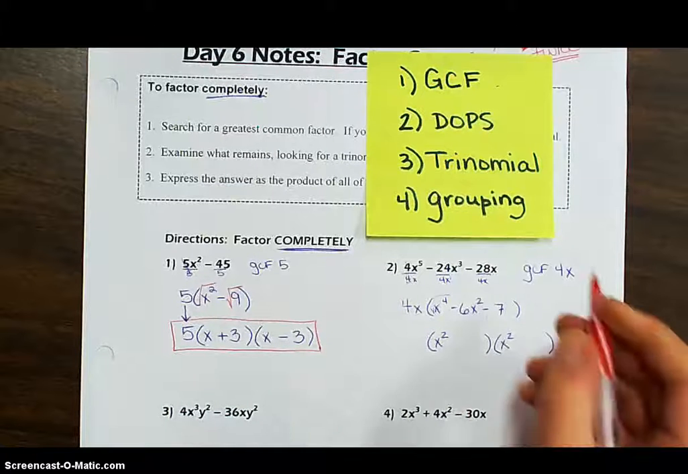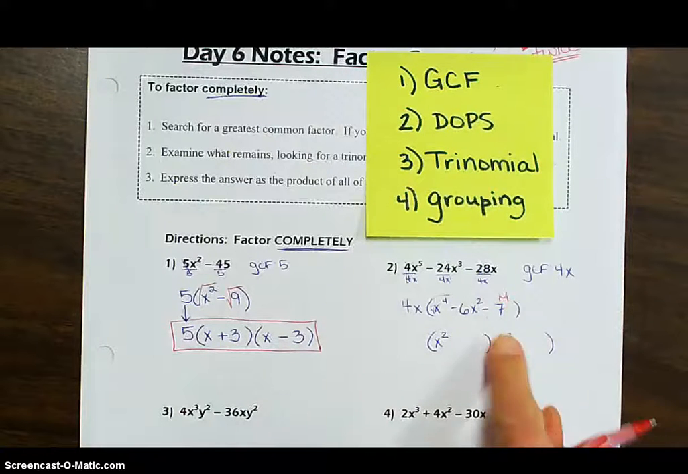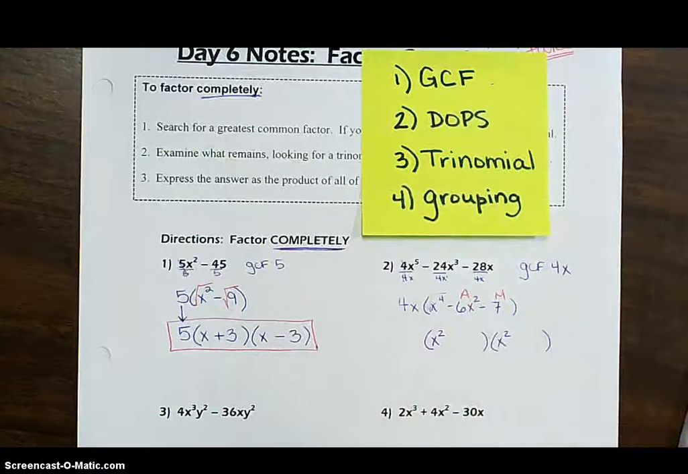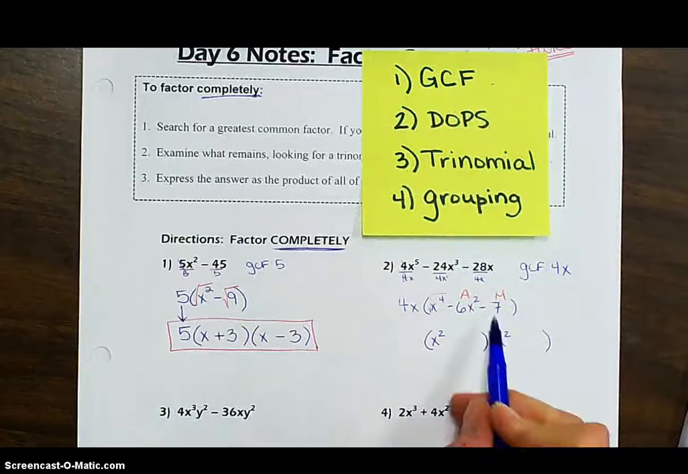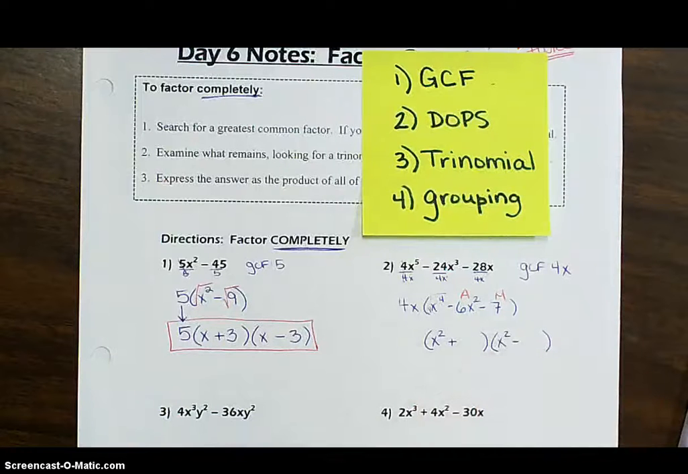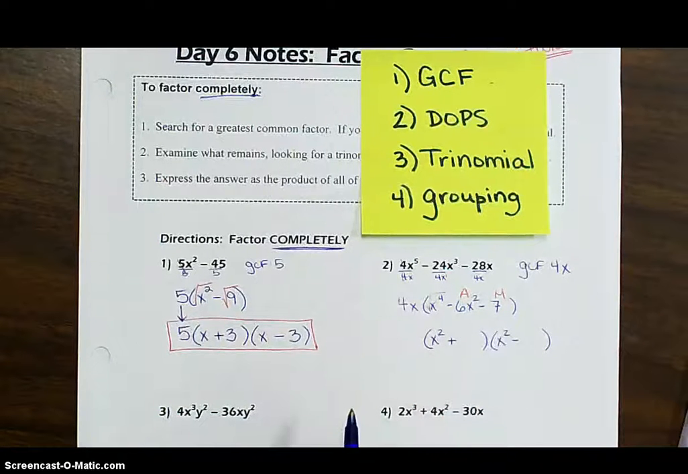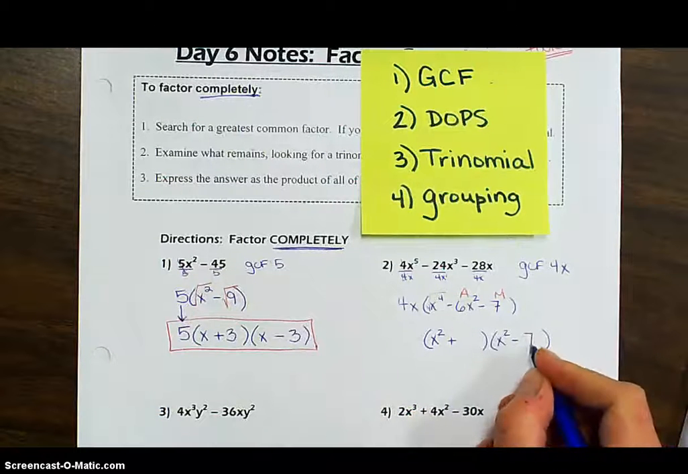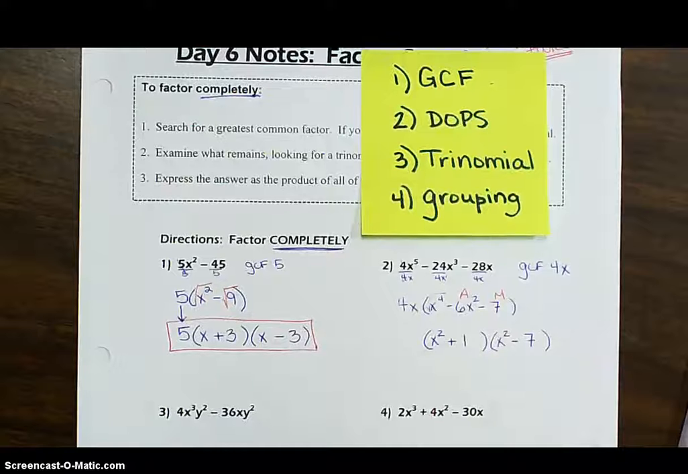Now we need to think of 2 numbers that multiply to -7 and add to -6. So if they multiply to a negative, one's going to be a positive, one's a negative. And let's see, what are the only 2 numbers that multiply to 7? 7 and 1, but if they add to -6, the 7 is negative, the 1 is positive.